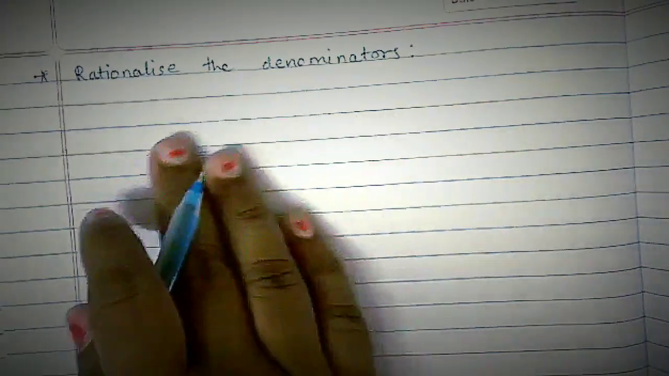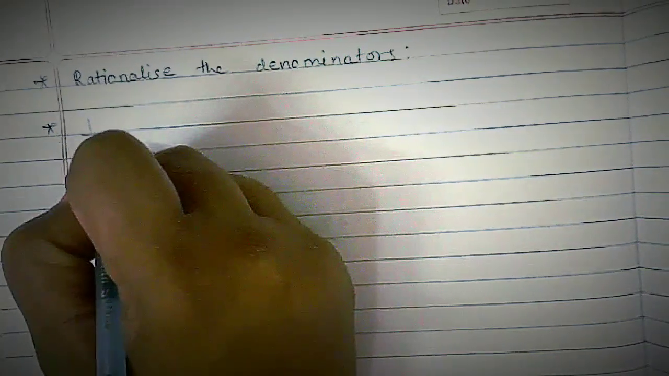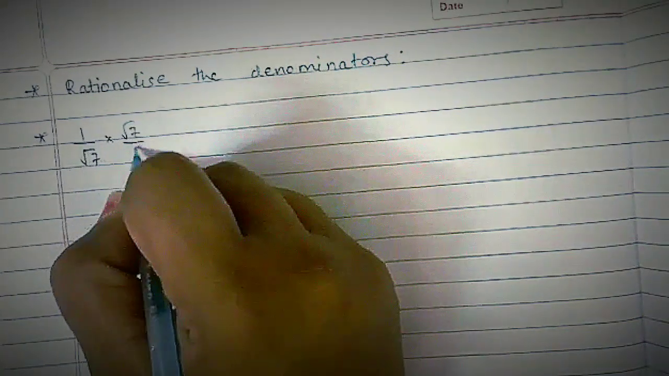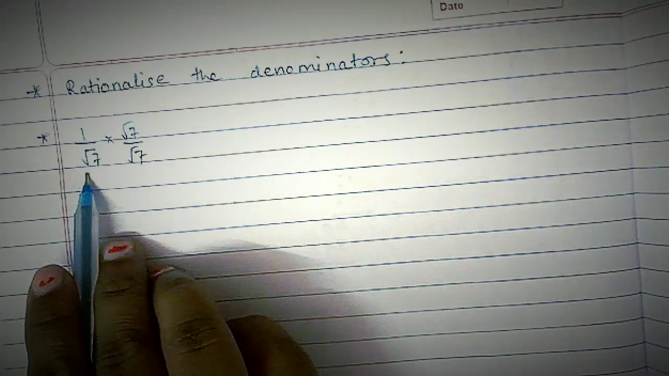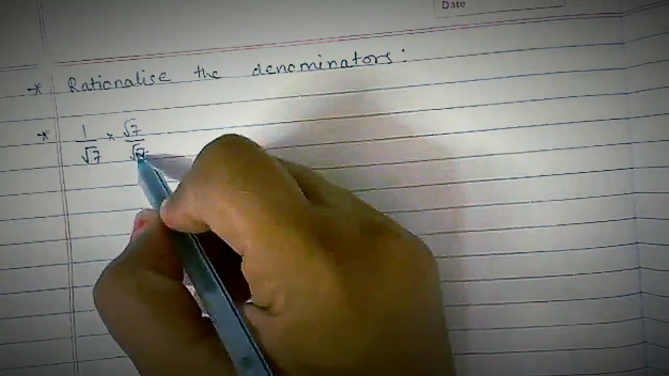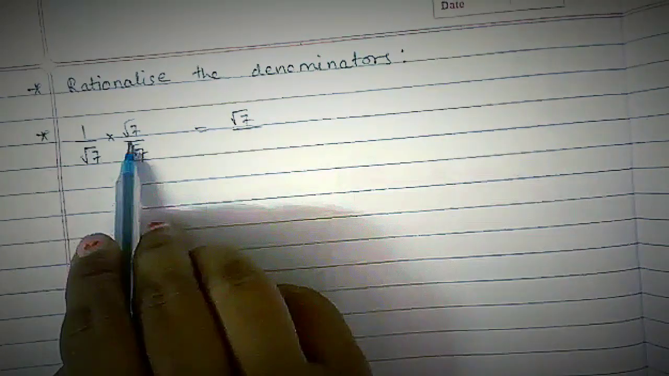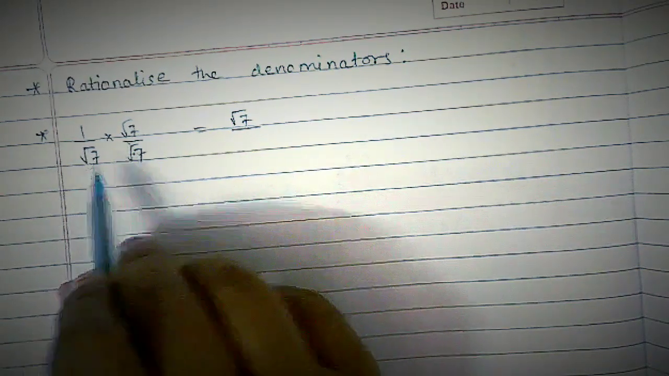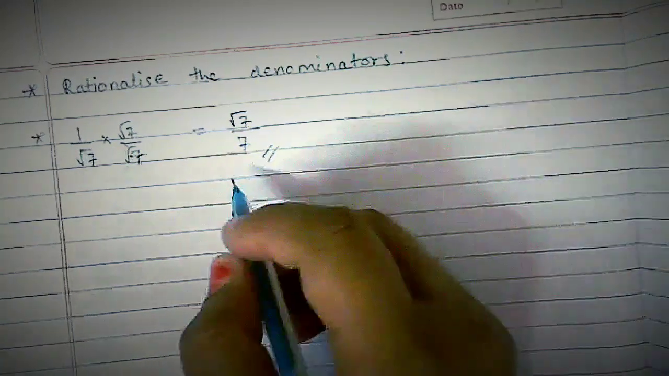Rationalize the denominators. If we have a simple number, for example 1 upon root 7, what we will do, we will multiply and divide by its rationalizing factor. So the rationalizing factor of root 7 is root 7. Multiply and divide by the same term. So we will get in the numerator root 7 into 1 is root 7, and denominator root 7 into root 7, which is 7. So this is your answer, right?